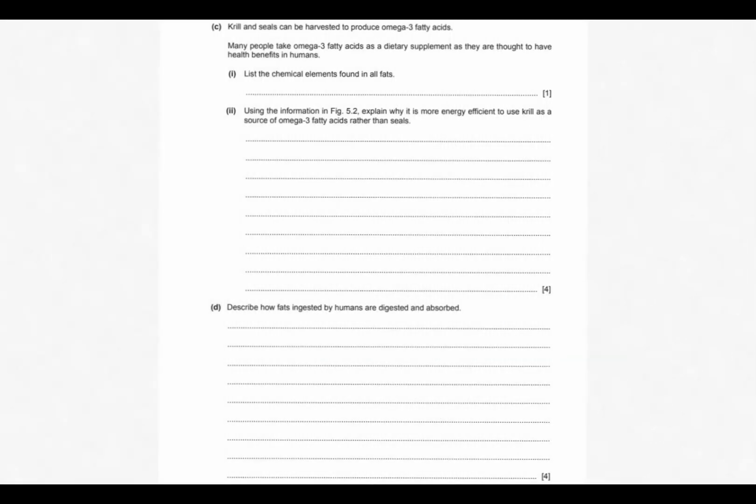On the next page, question C states that krill and seals can be harvested to produce omega-3 fatty acids. Many people take omega-3 fatty acids as a dietary supplement as they are thought to have health benefits in humans. The first question then asks, list the chemical elements found in all fats. Now, fat is an organic molecule, and all organic molecules contain carbon, hydrogen, and oxygen.